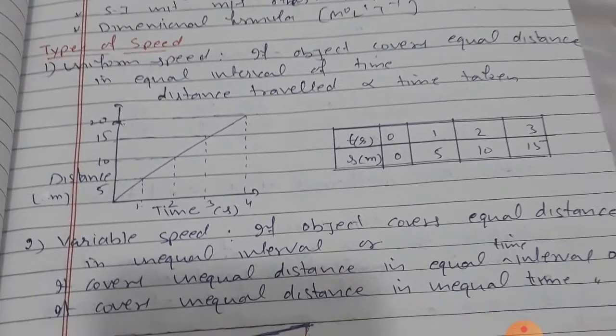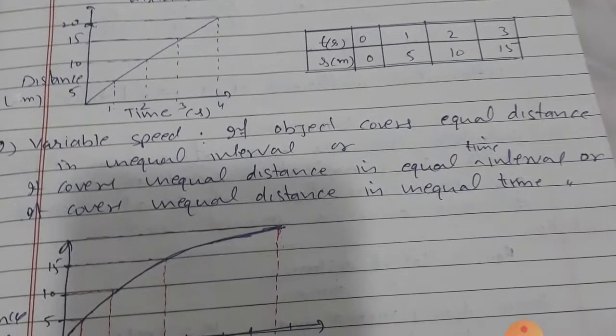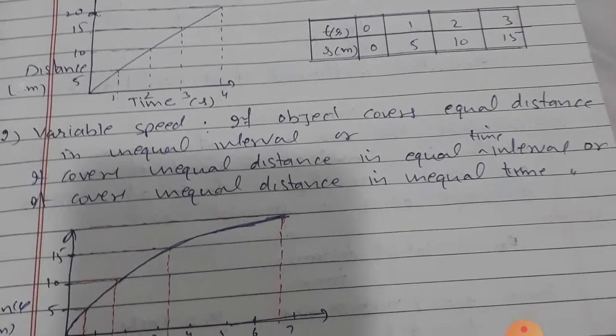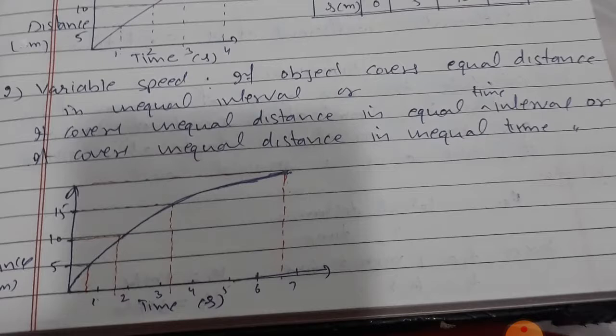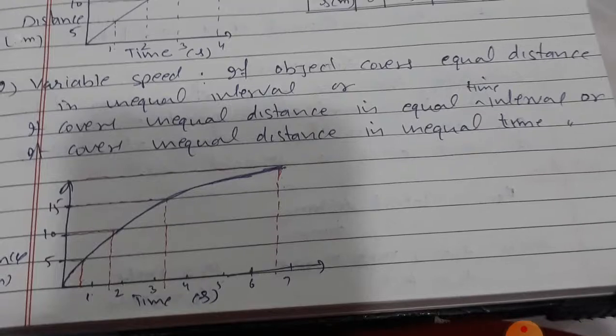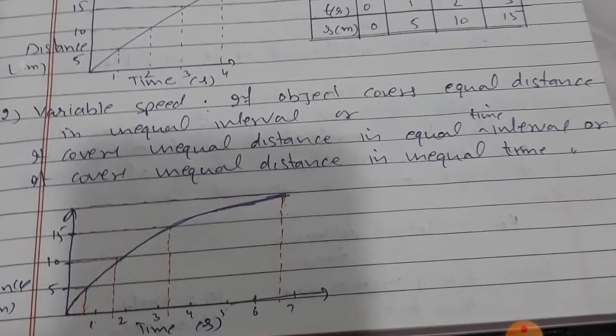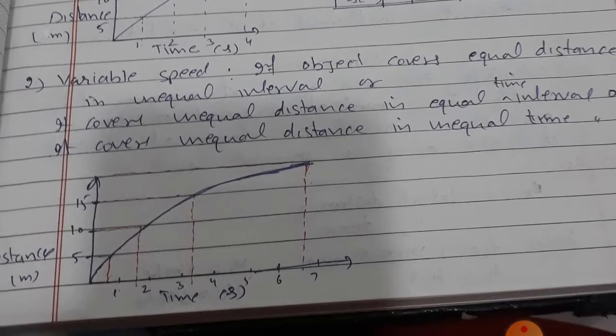Next one is variable speed. If object covers equal distance in unequal interval of time. We can also define in another way. If object covers unequal distance in equal time interval, or if it covers unequal distance in unequal time interval, then in all the three cases we say that object is moving with variable speed.